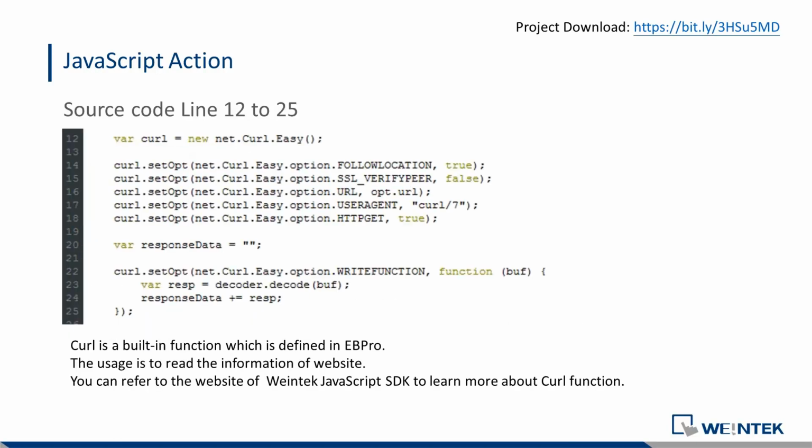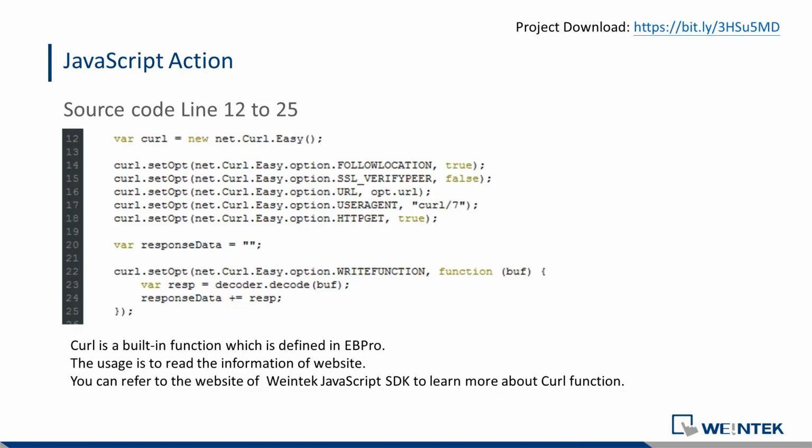Right, so from line 12 to 25 we're going to use a curl function. It is a built-in function which is defined in EasyBuilder Pro. So this function is not a general function of JavaScript. It is a function created by ourselves, and we have defined it and saved it in EasyBuilder Pro, so you can just use the curl function directly. The usage of the curl function is to read the information from the website.